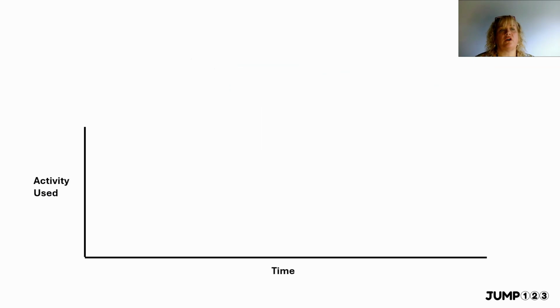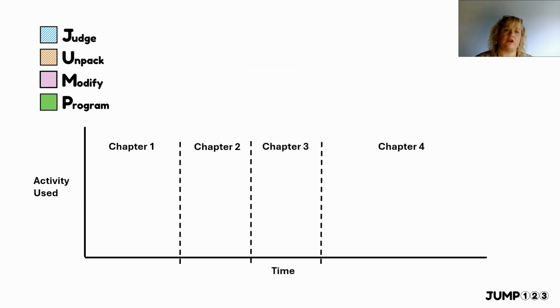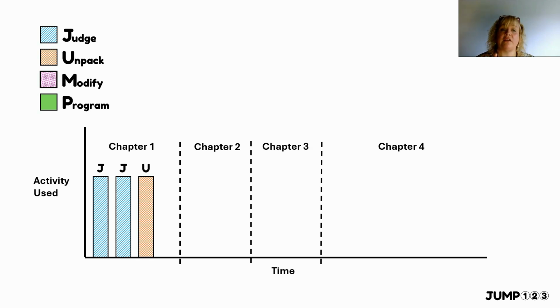So we've got our 4 elements here: judge, unpack, modify and program. And in our graph we've also got our 4 chapters going on there. So for chapter 1, which was in this example comparing a text-based program with a block-based program, so they're looking at Scratch and Python, then there might be a couple of judging there, like what do you think this program will do, and then they're unpacking it where they're looking at the differences and the similarities between them.